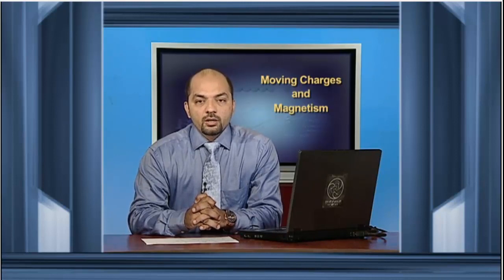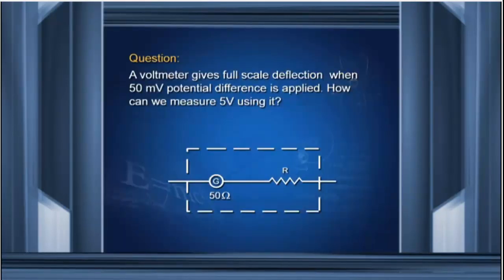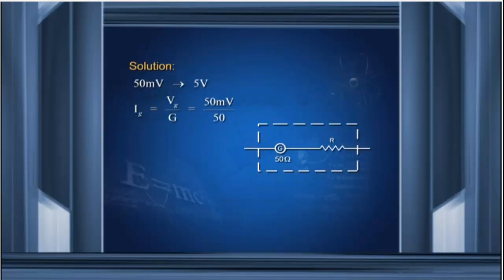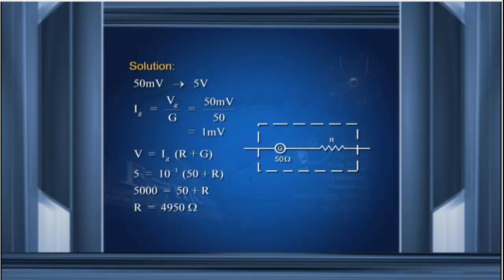Let's study another numerical in which we have to convert a galvanometer of 50 ohm resistance into a voltmeter of 5 volt when this galvanometer gives us full scale deflection at 50 millivolt. In this situation, the maximum current through the galvanometer Ig is equal to Vg divided by the resistance of the galvanometer. As the maximum potential difference Vg is equal to 50 millivolt, so Ig equals 50 into 10 to the power minus 3 divided by 50, which is equal to 10 to the power minus 3 ampere.